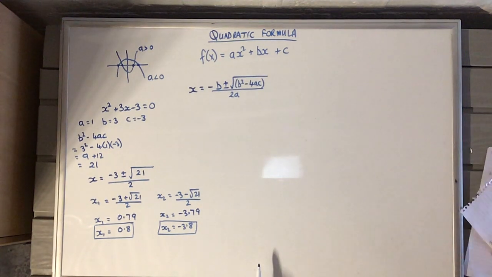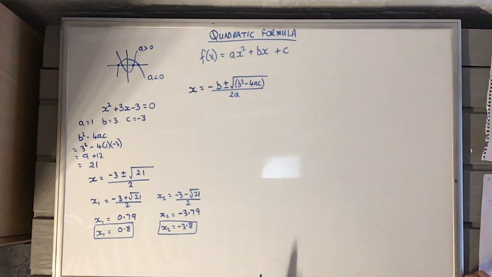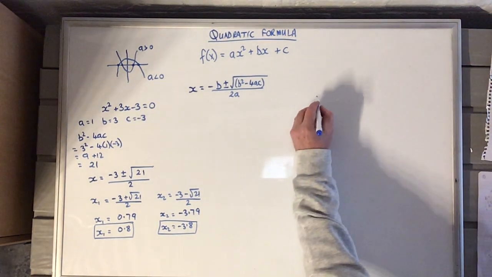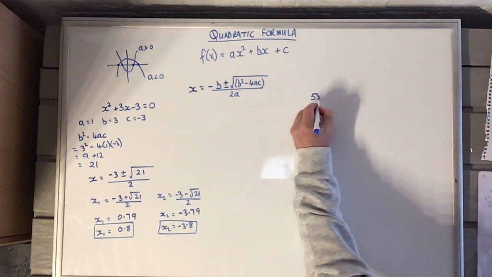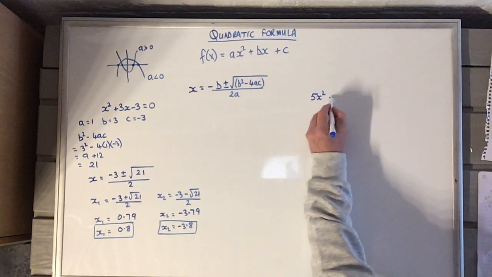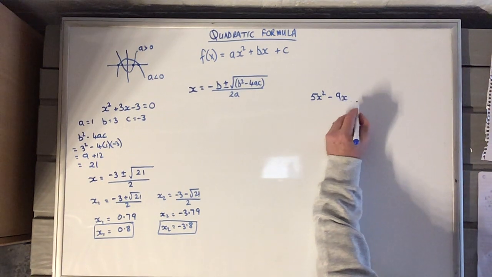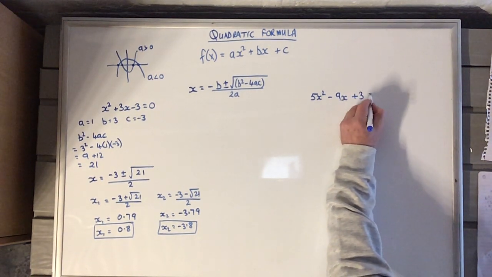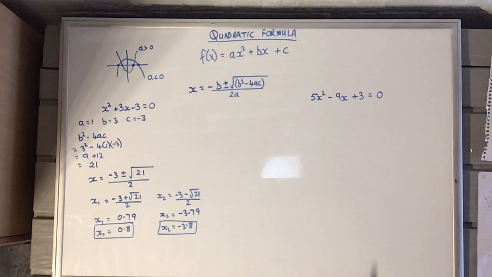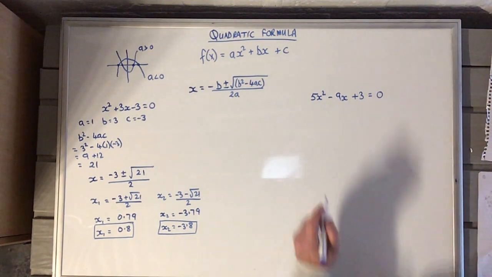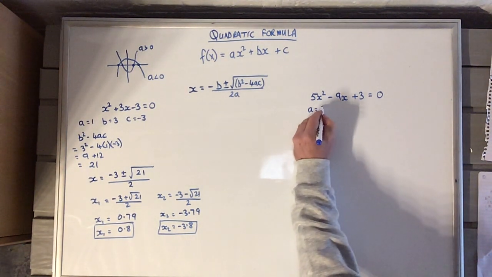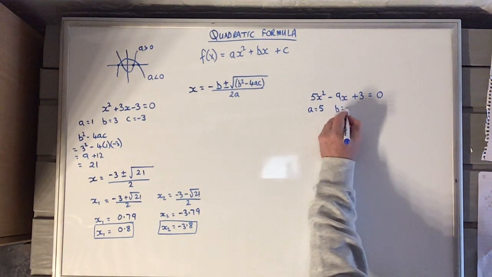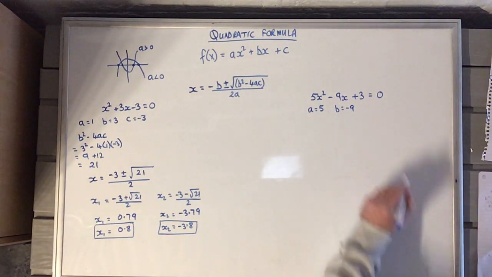Now I'm only going to do one more because they're all done exactly the same way. So if you can do one, you can do them all. So let's look at another one. Let's go for 5x squared minus 9x plus 3 equal to 0. So where does that quadratic cut the x-axis? Another way of saying that, find the roots for that quadratic. Well, my a this time is 5, my b is negative 9, so we've got to be careful there, negative 9 this time, and c is 3.